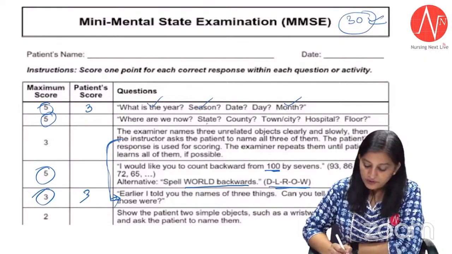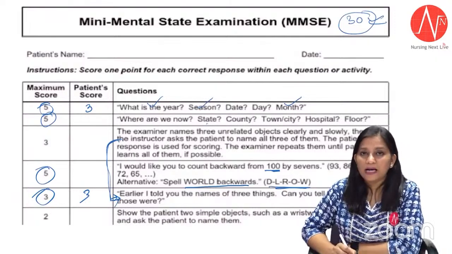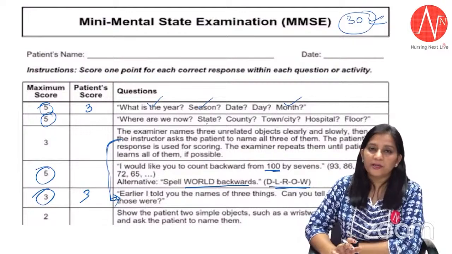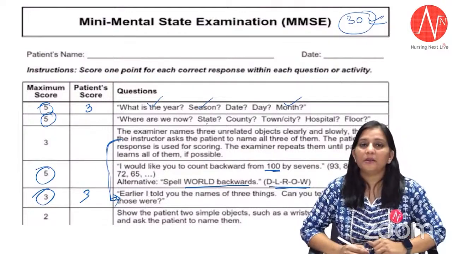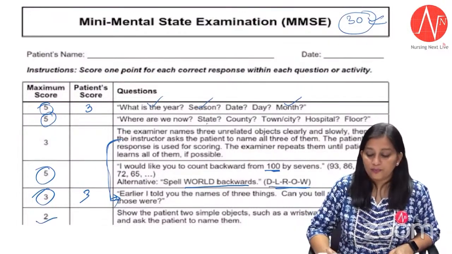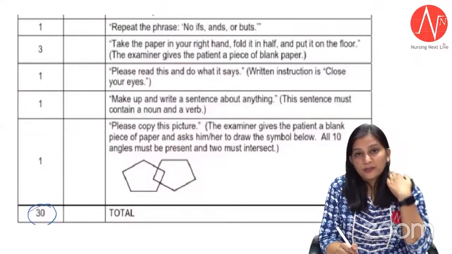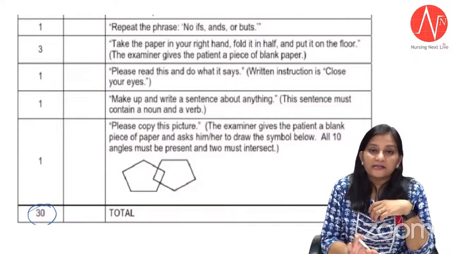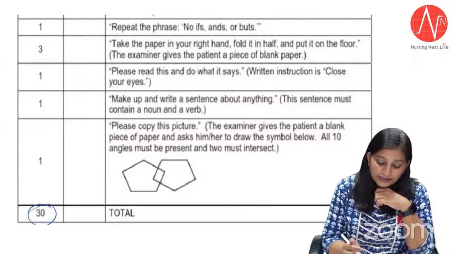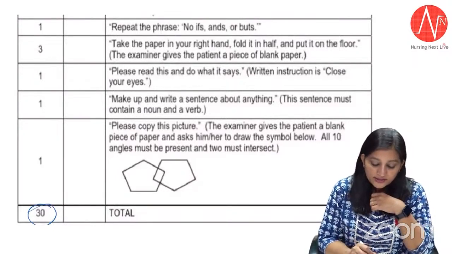Show the patient 2 simple objects such as a wristwatch and a pencil, and ask them to name them. We show the patient some objects and tell the patient to name them. If the patient has done it, then 2; the maximum score is 2. Then repeat the phrase, no ifs, ands, or buts. We give the patient some phrases to repeat. If the patient is able to repeat, then 1 mark is given.